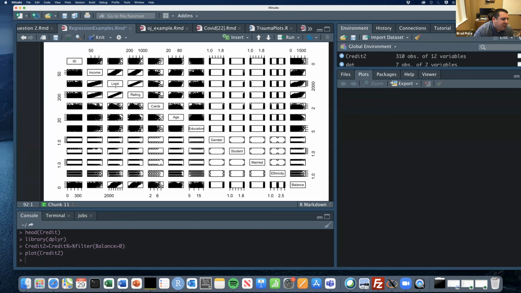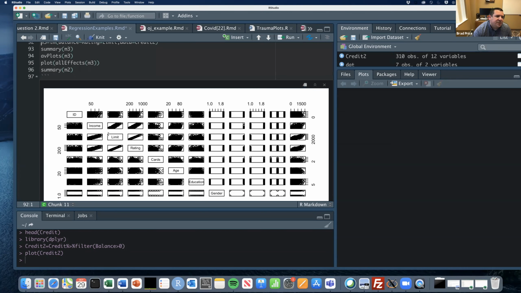But here's what we have to come up here and look at as well. What's the relationship between limit and rating? Well, what it says is there's a positive linear relationship between limit and rating. Awesome. But each one of those is positively related to balance. So where we left it last time was, how do we build a model?